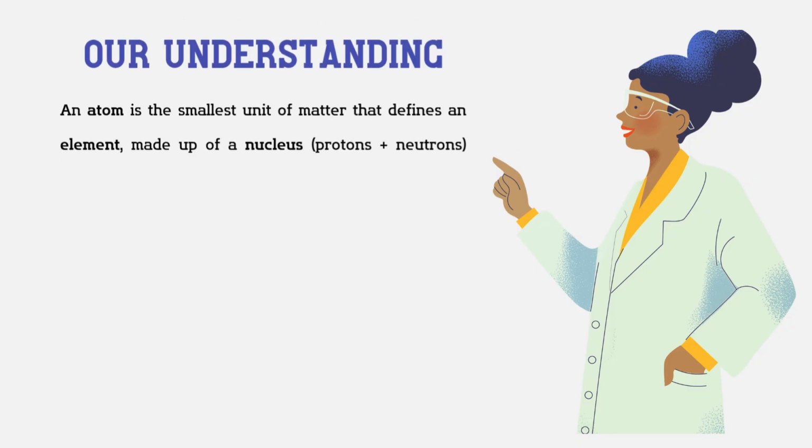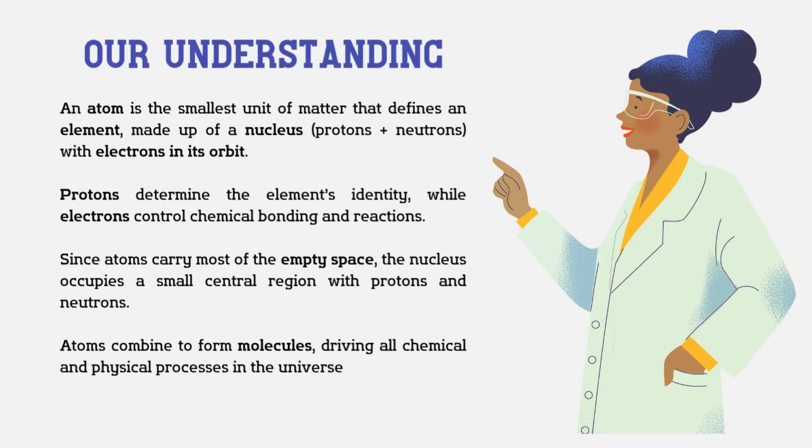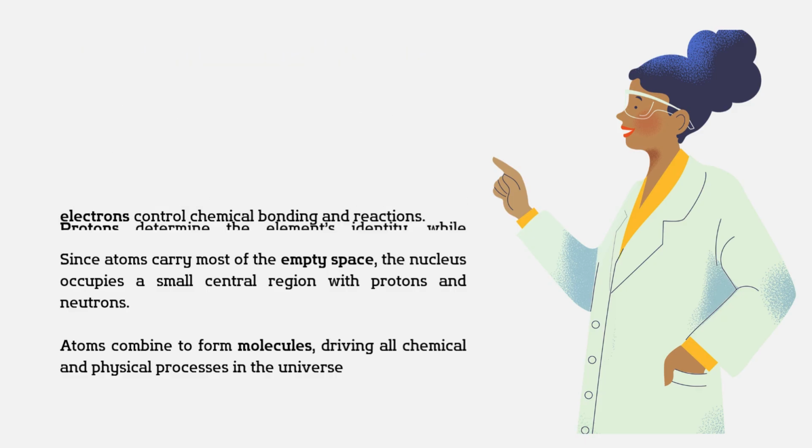An atom is the smallest unit of matter that defines an element, made up of a nucleus, protons plus neutrons, with electrons in its orbit. Protons determine the element's identity, while electrons control chemical bonding and reactions. Since atoms carry most of the empty space, the nucleus occupies a small central region with protons and neutrons. Atoms combine to form molecules, driving all chemical and physical processes in the universe.